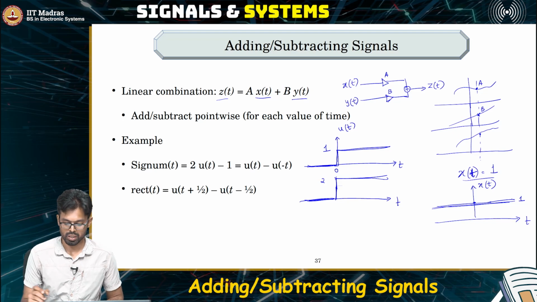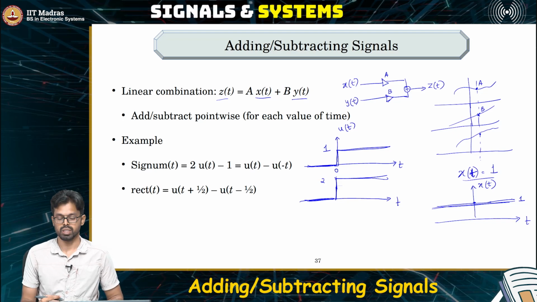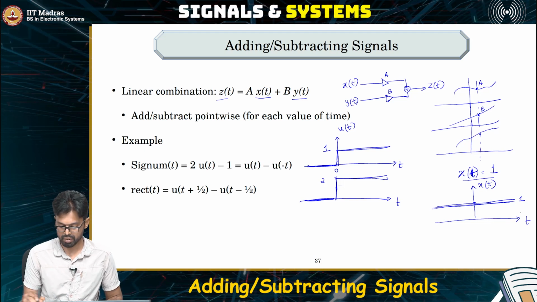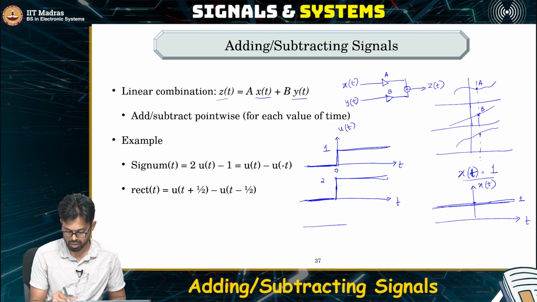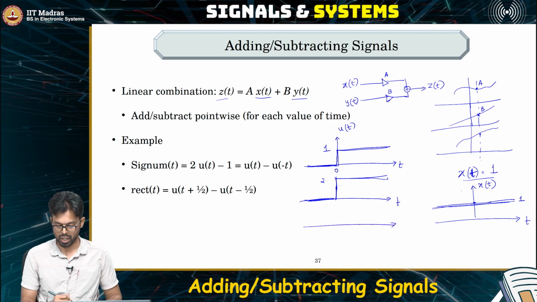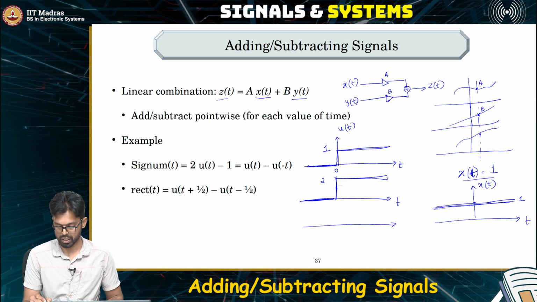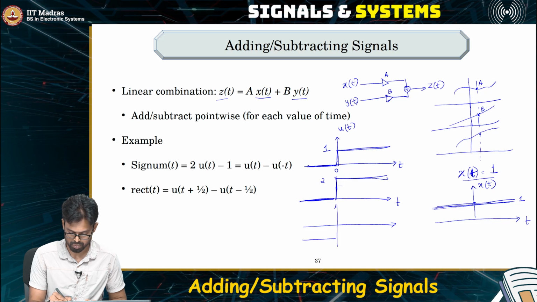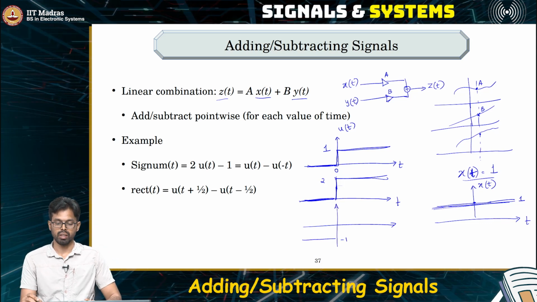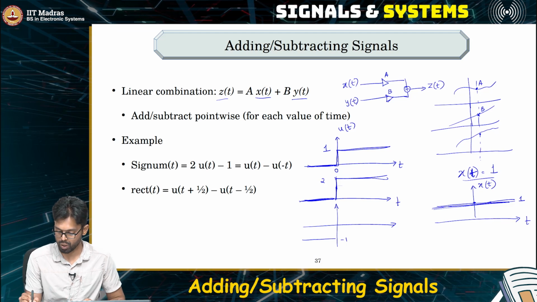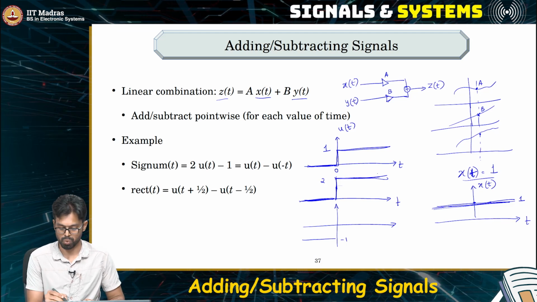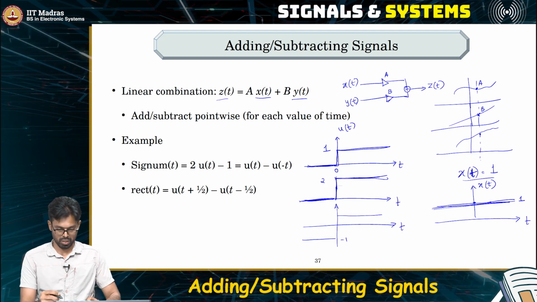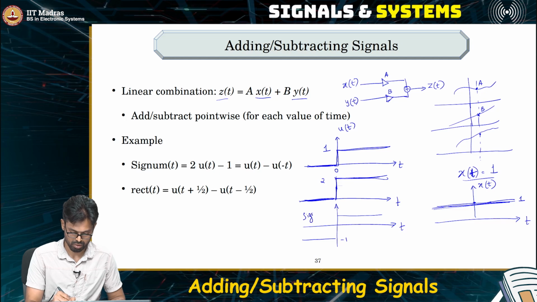Now just subtract this from our step function, which is scaled. What would we get? You're subtracting this pointwise. For the negative values of time, it is 0, and subtracting 1 from 0 gives you minus 1. Then for positive values of time, you're subtracting 1 from 2, which gives you 1. So this is what you get when you do this operation. In other words, this becomes our sign function.